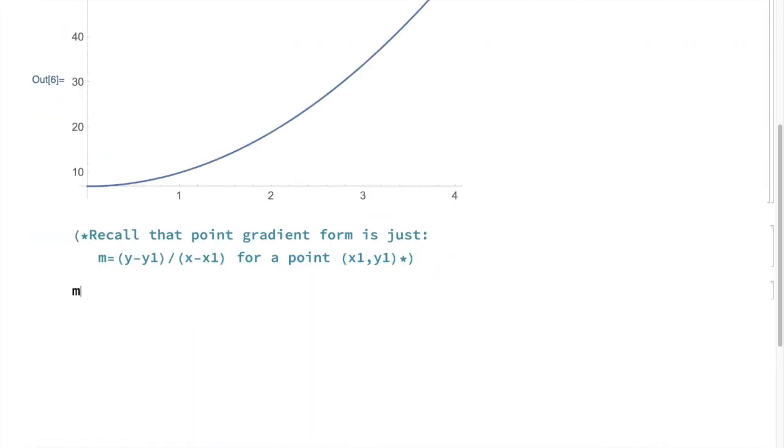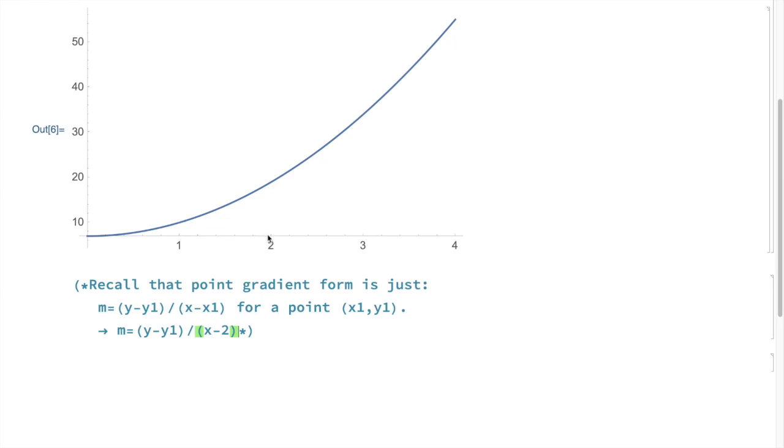So m will actually equal y minus something. We don't know what it is, but instead of x1, I'll put 2. So in the denominator, I'm definitely going to have x minus 2. But what is y1 here?